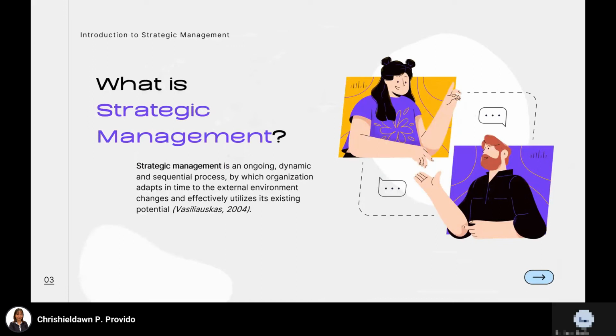Strategic management is an ongoing, dynamic, sequential process by which an organization adapts in time to the external environment changes and effectively utilizes its existing potential. It includes long-term business goals and ways to achieve them, setting a scheduled process, control, and adjustment.